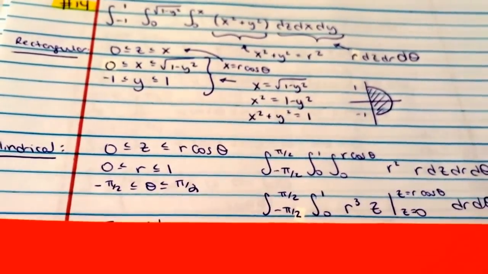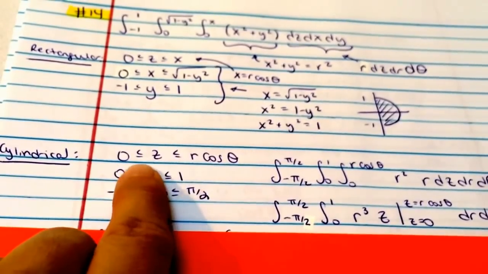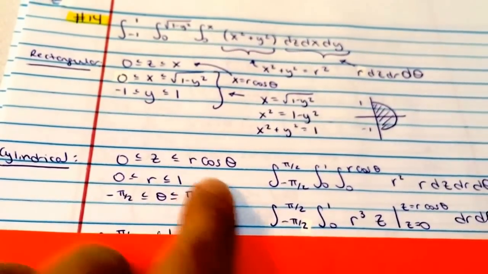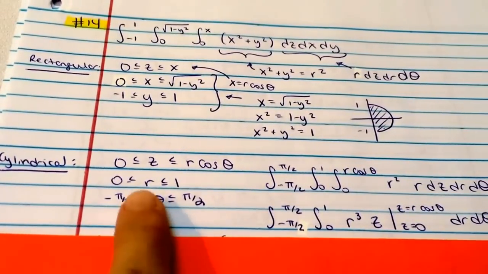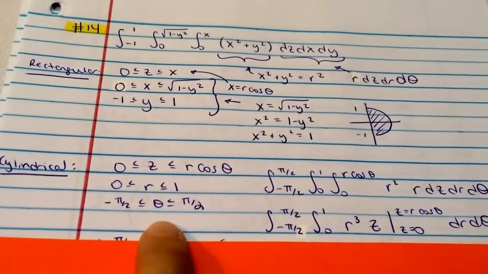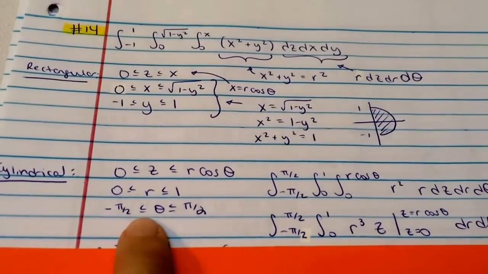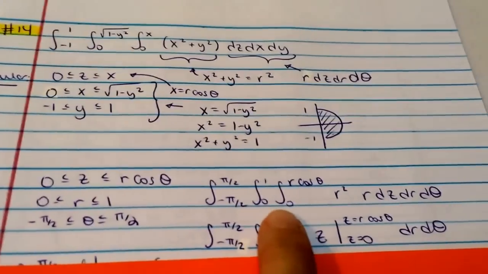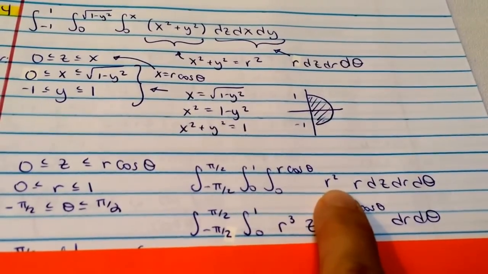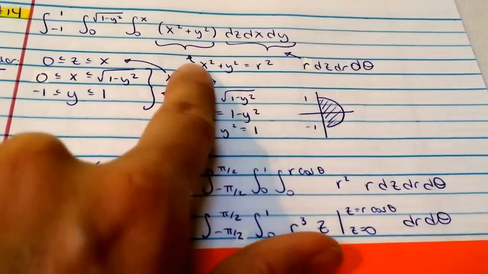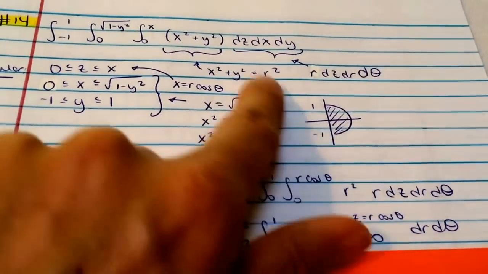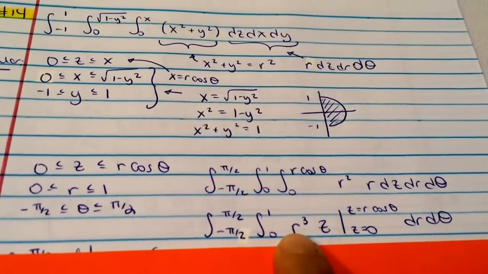So in cylindrical, the z is between 0 and r cosine theta. Again, that came from the x. The r is between 0 and 1. And then the theta, it's from here to here. So negative pi over 2 to pi over 2. So set it up this way. This is my r squared, which came from the function here. And then this is my r, which came from the dv. So together that makes r cubed.